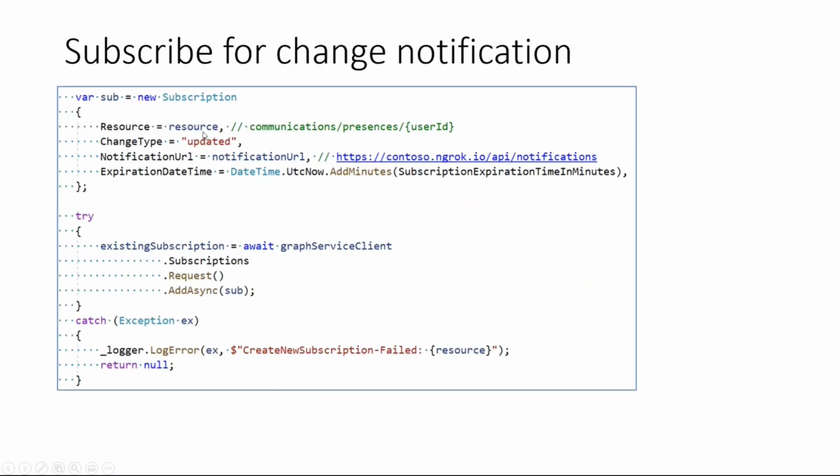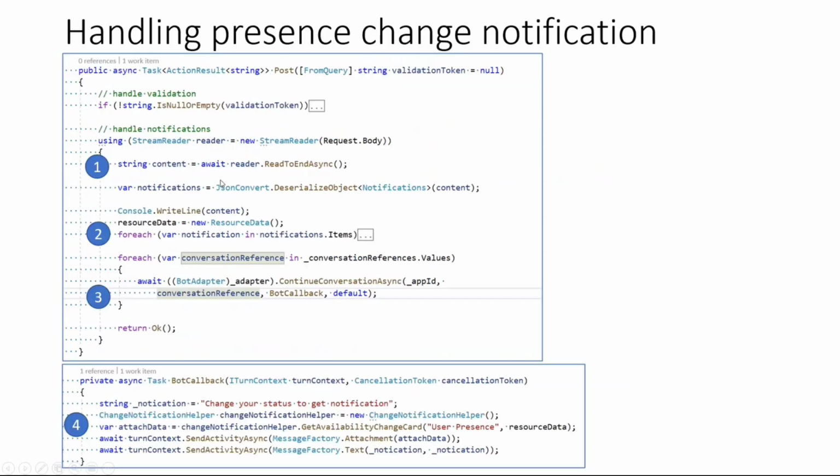So we are creating a subscription for communication/presence/user ID. This is actually listening for the current user's presence, and the change type is updated. Point to note here is we specify the ngrok endpoint where the changes would be notified, and we request for this subscription. And the last bit talks about the handling for this process.